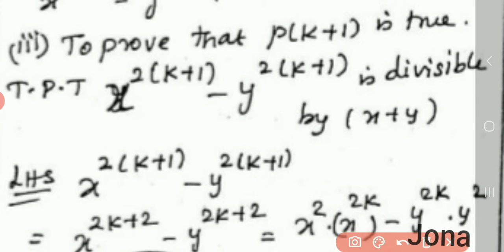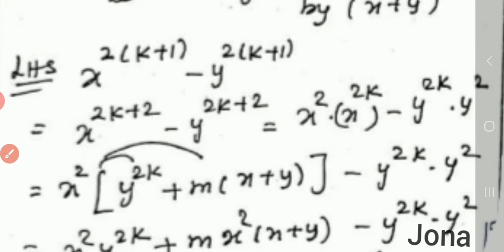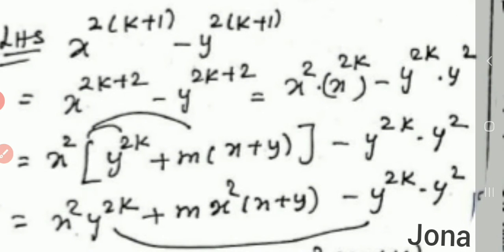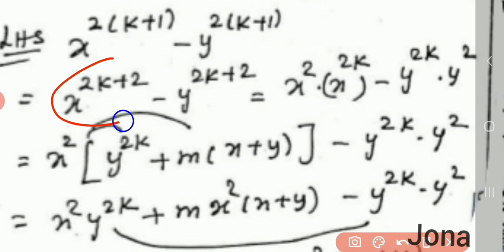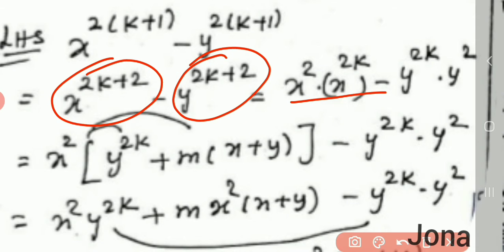Now take the left hand side first. This is nothing but x power 2 of k plus 1 minus y power 2 of k plus 1. So here I can write this multiply inside the bracket there. So we have 2k plus 2. Even here also 2k plus 2 at the power. The first term x power 2k plus 2 can be written as x square into x power 2k, and even here also I can write this as y power 2k into y square.